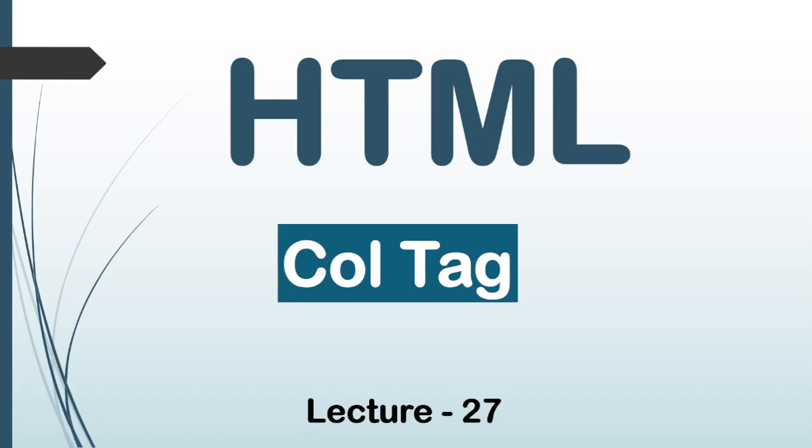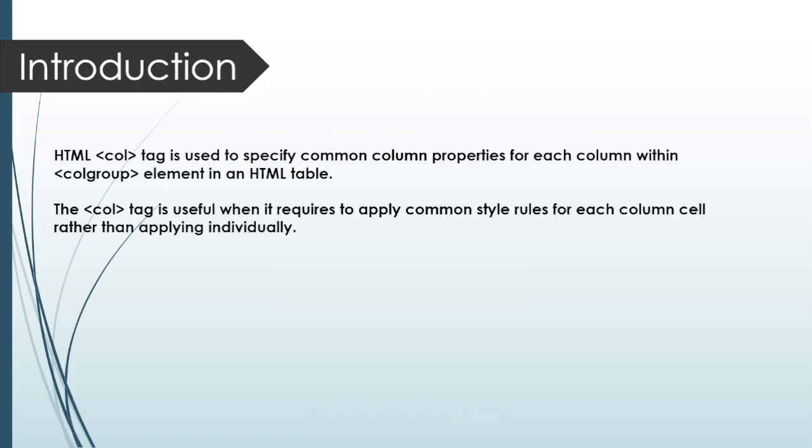So let's move to the introduction part first. As you can see here, the HTML col tag is used to specify common column properties for each column within the colgroup element in an HTML table. As we have discussed in some previous lectures how you can create any table by using the HTML table tag, let's take an example.